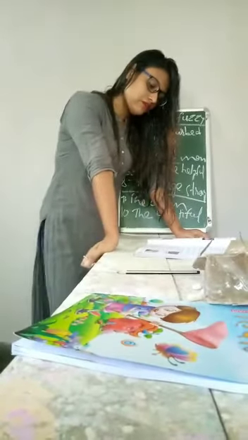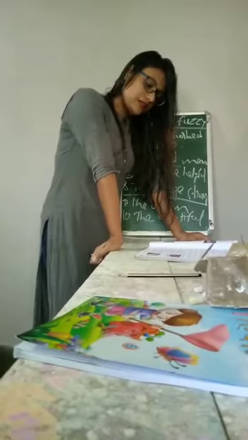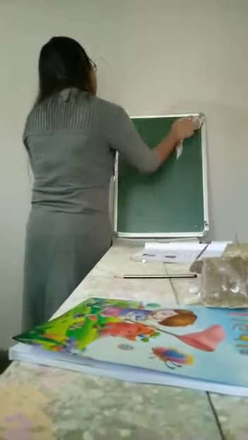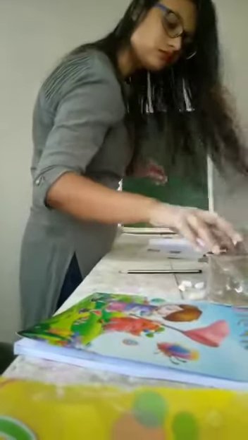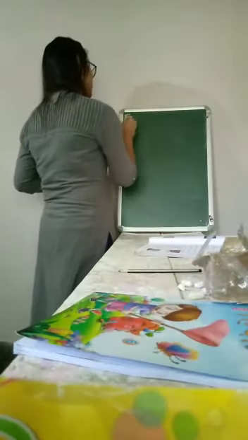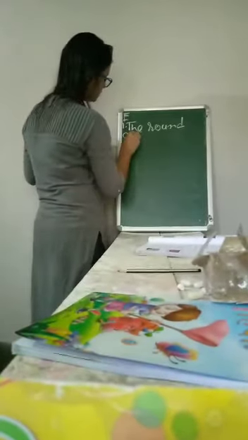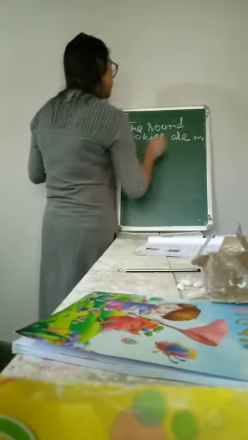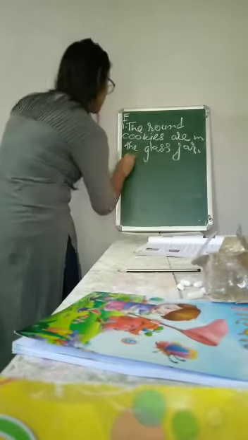So here we have to do what? We have to underline the noun phrases that can be replaced with the pronouns in the bracket. So let's see, what does it mean by replace? So suppose number one is given. E number one is given what? Round cookies. The round cookies are in the glass jar. So in the bracket they have given they.